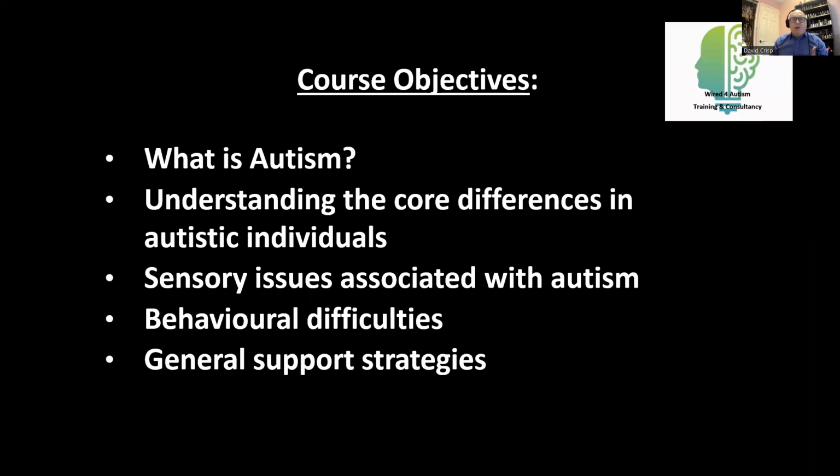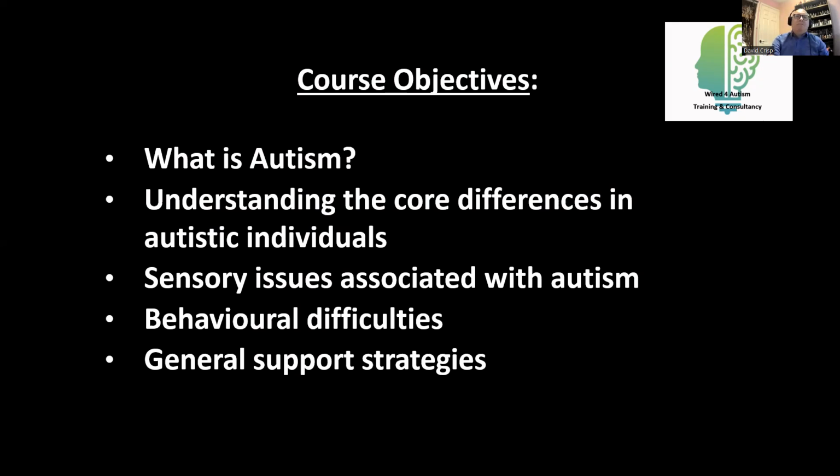So, brief introduction as to what is autism. Again, it's just a brief introduction because I want to go straight into looking at the core differences in autistic individuals, particularly with regard to sensory issues, behavioural difficulties. Then I've got a little introduction to general support strategies at the end, because the final part of this series will be another presentation where we're looking at more specific and more detail on support strategies.